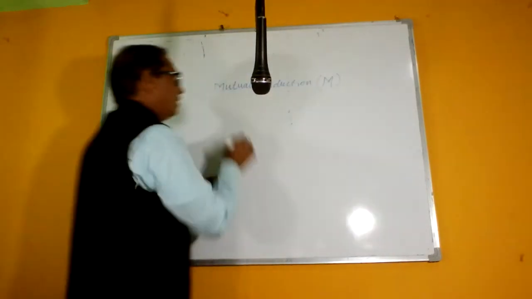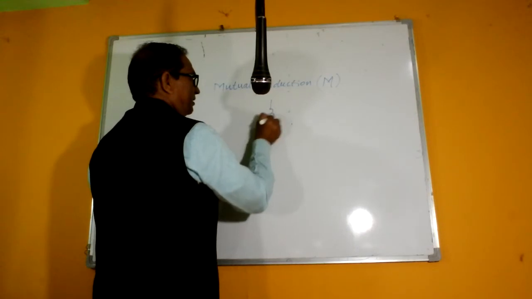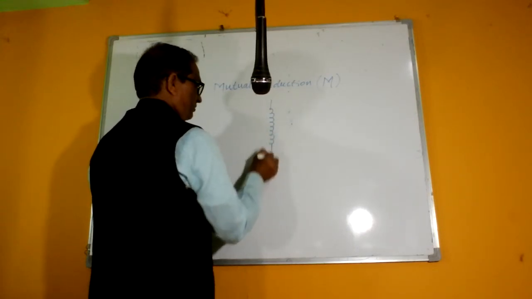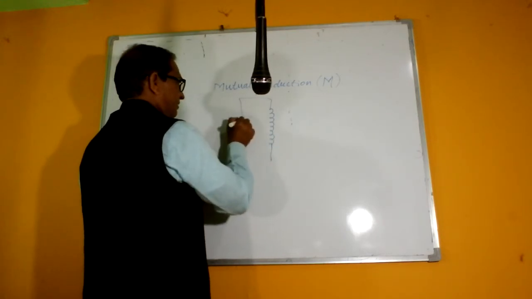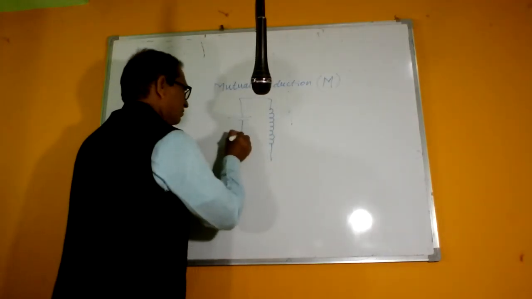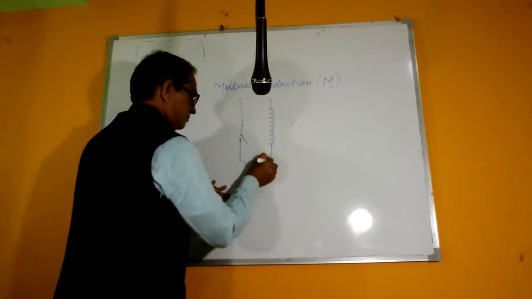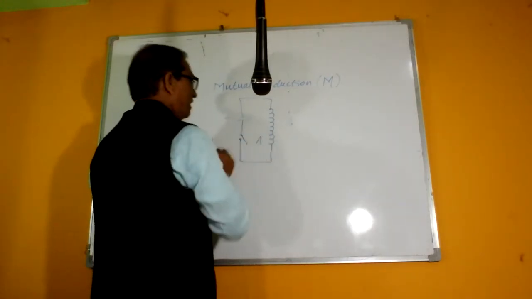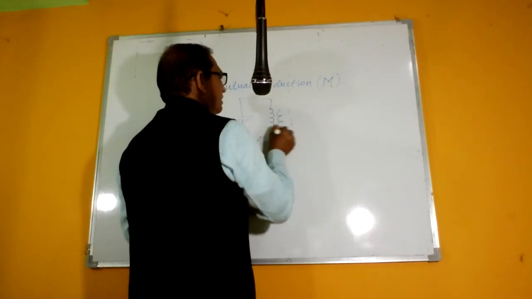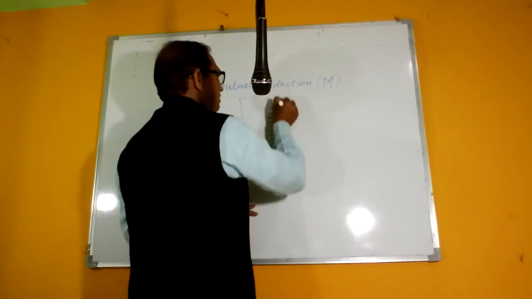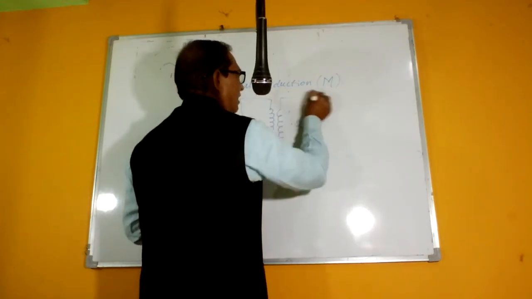Let us have two coils, coil number A and coil number B. Coil number A is to be connected to a battery, and further to a tap key. This is coil number A, and this is the resistance. Coil number B is to be placed very near to coil number A. This is coil number B, and it is further connected to a sensitive galvanometer.